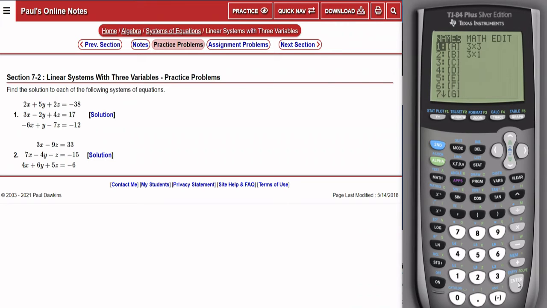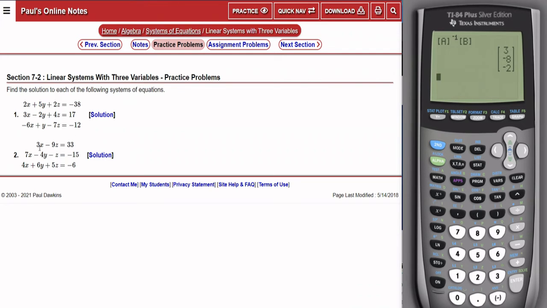I'm going to go into the second matrix again, click enter, and take the inverse of that. Then second matrix again, B. There we go, guys. X equals 3, y equals negative 8, z equals negative 2.